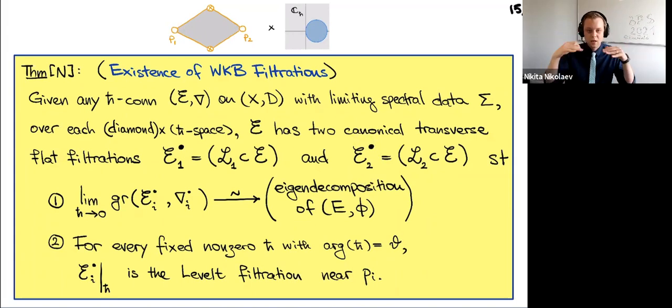In one sense they restrict to give you Levelt filtrations near poles, and on the other hand their limit as H-bar goes to 0 is exactly what you want in relation to the Higgs field. They give you exactly the eigen decomposition. So they patch those 2 worlds together in a very nice holomorphic fashion.